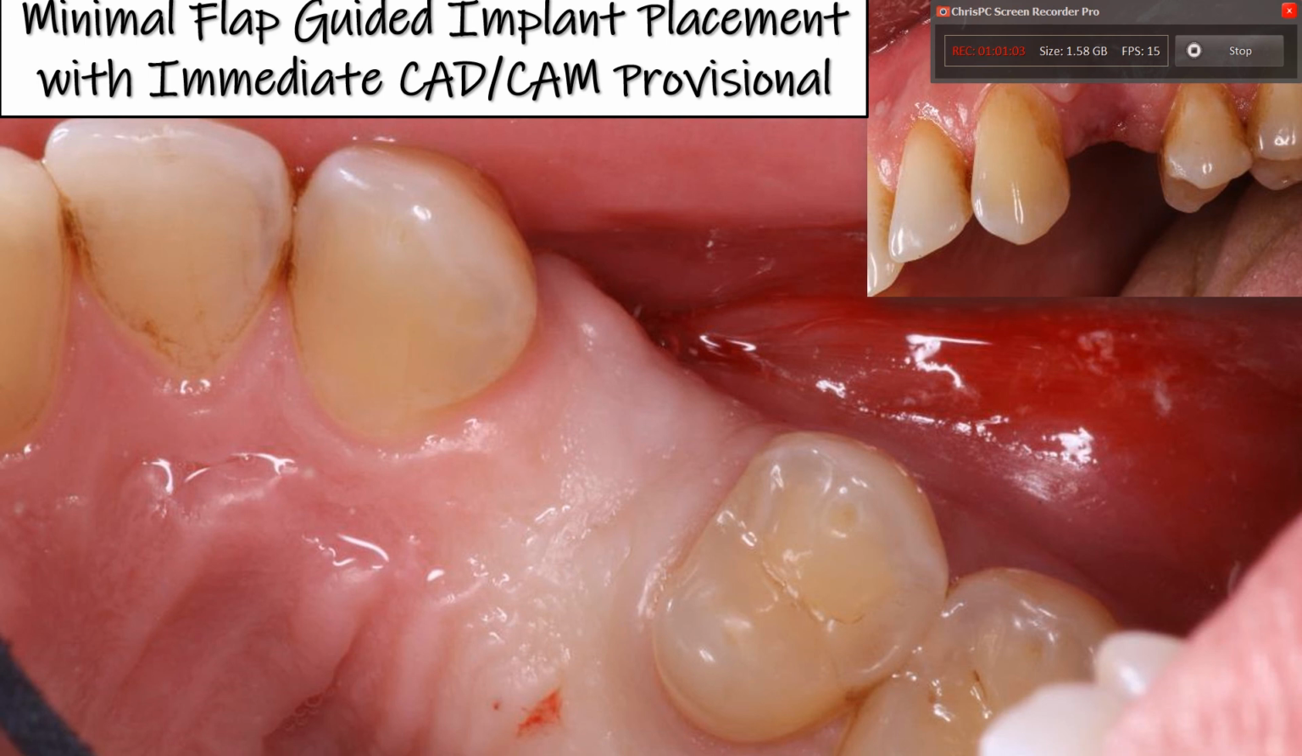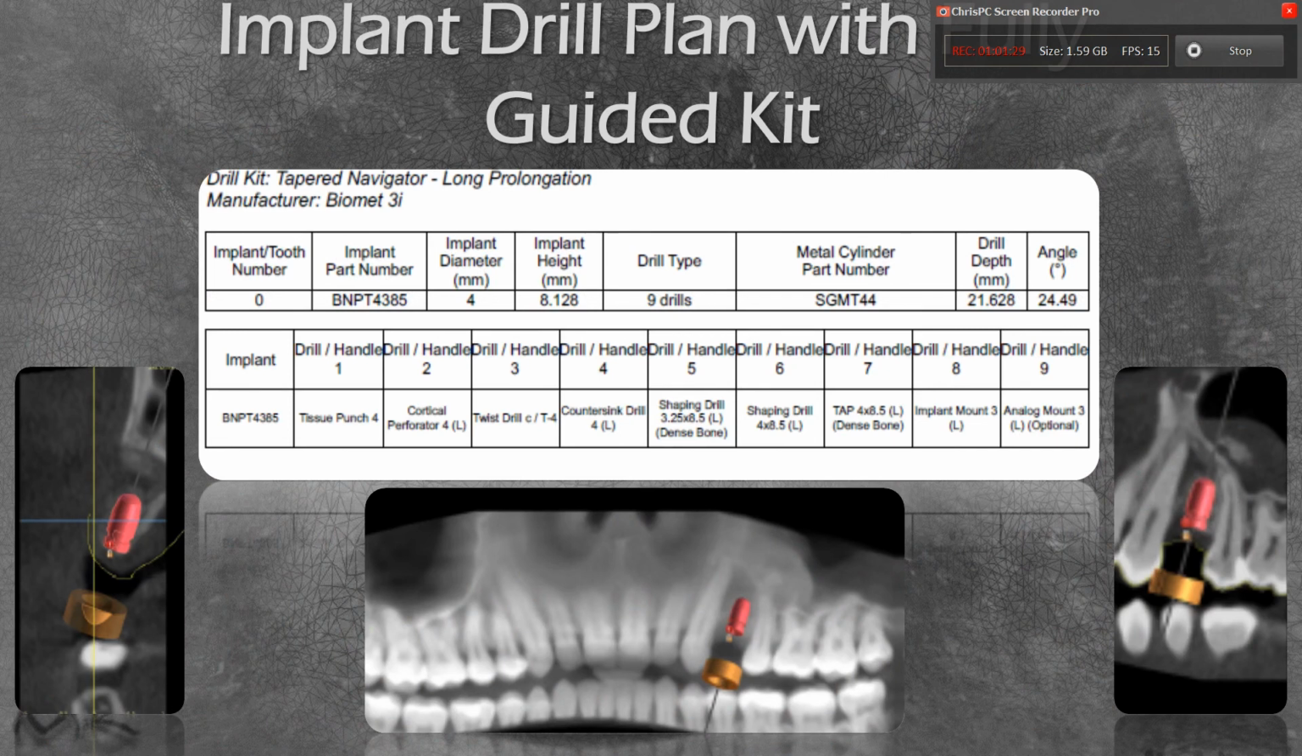One of the last ways that I really like to incorporate this is minimal flap and guided implant placement and immediate CAD/CAM provisionals. This utilizes every piece of technology that we have in our dental practice, and it really drives home the point that we get very accurate results. We get the implant exactly where we want it, and we can get a provisional restoration that really drives home soft tissue support and overall aesthetics.